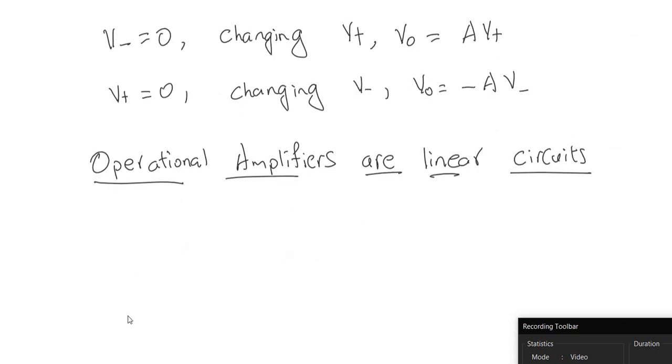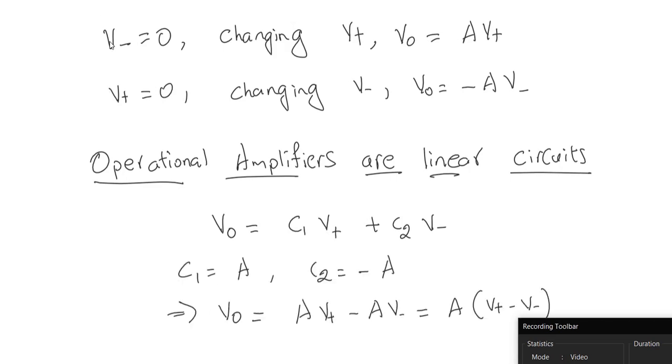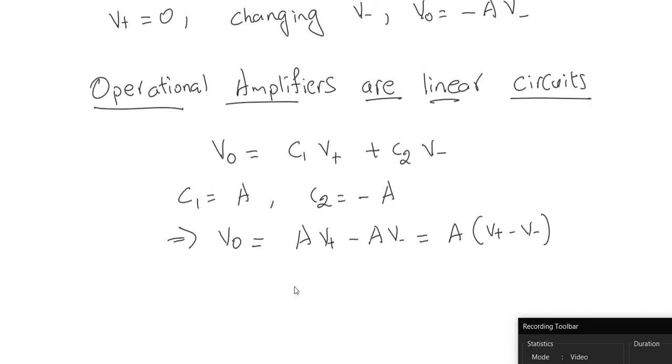Now here is an interesting point. The way the internal circuits in the IC are designed, operational amplifiers behave like linear circuits. That means we can write our output VO as some C1 times V plus C2 times V minus. Using these two observations here, we can say that C1 should be equal to A and C2 should be equal to negative A. So this equation becomes: my output VO is A times V plus minus A times V minus, which is basically equal to A times (V plus minus V minus).